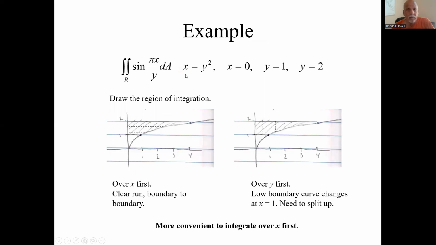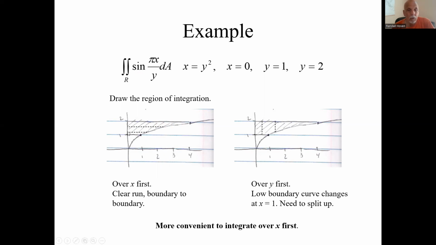Let's look at this one. Here the boundaries are x equals y squared. What is that? It's a parabola opening to the right. x equals 0, which is this line here. y equals 1, that line there, and y equals 2, that line there. These are the boundaries of the region. So that means this shaded region is the region of integration for this integral.